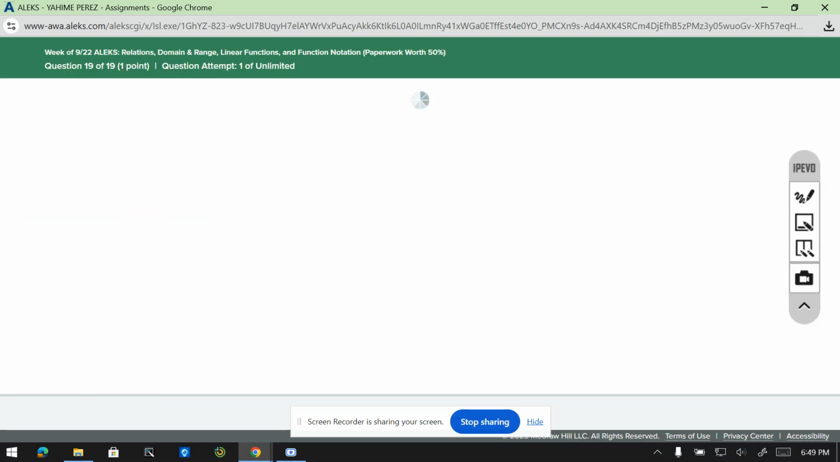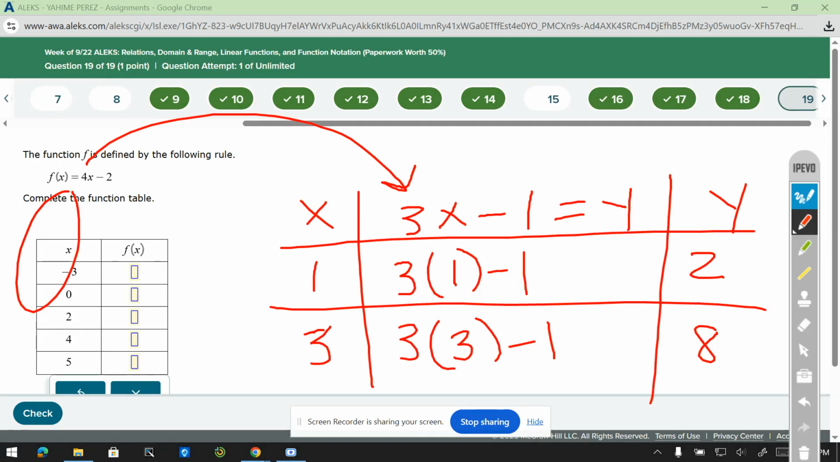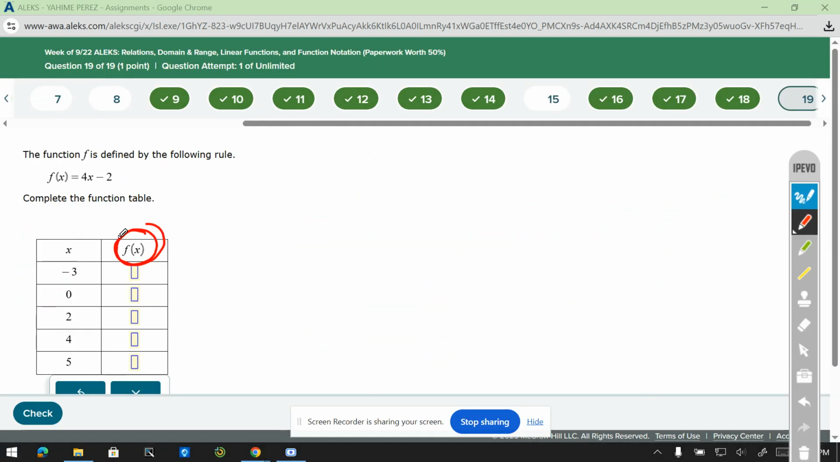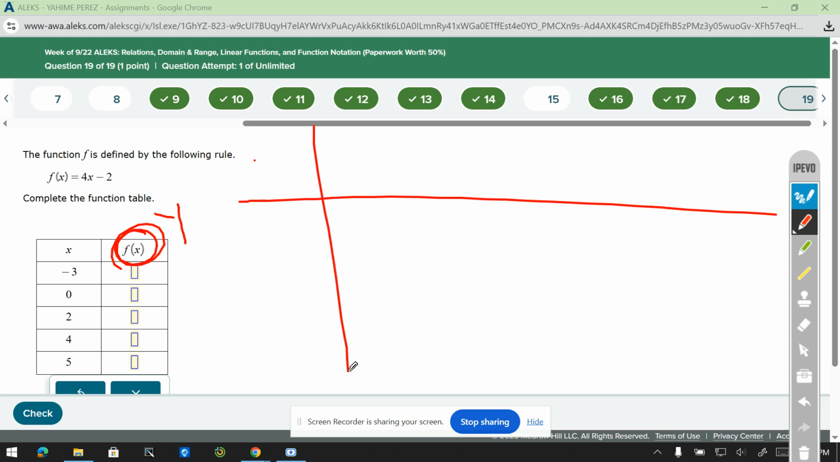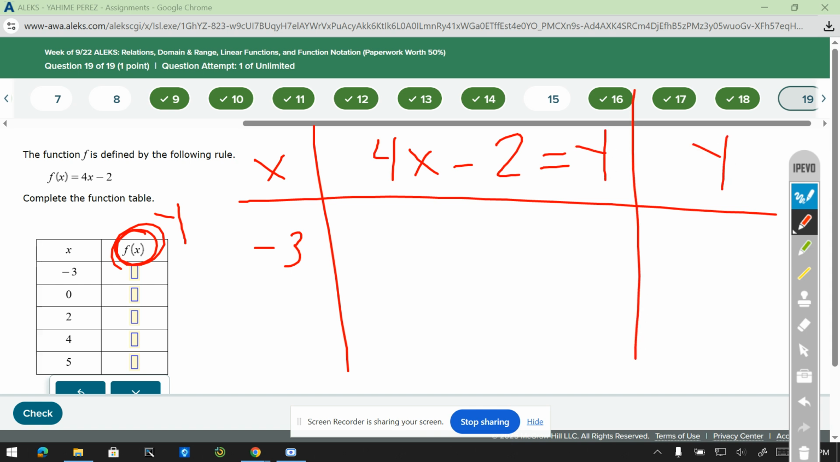Okay, and lastly, very similar to the last question, but this time it's written with function notation, which is just a fancy way of writing y, right? So we're doing the same thing. I'm taking this function, which is equal to f of x, which is the same as y, to find what y is. I'm going to substitute x with these values for x. So I'm going to replace x first with negative 3. So that's 4 times negative 3 is negative 12. Negative 12 minus 2 is negative 14.